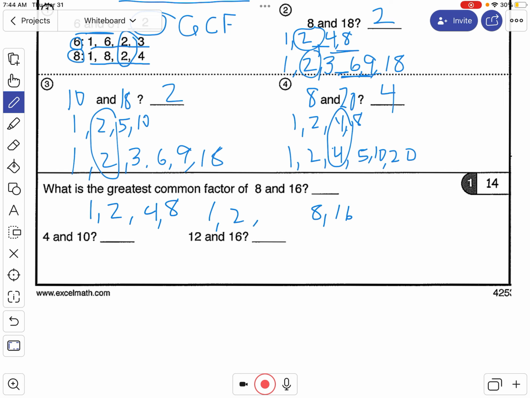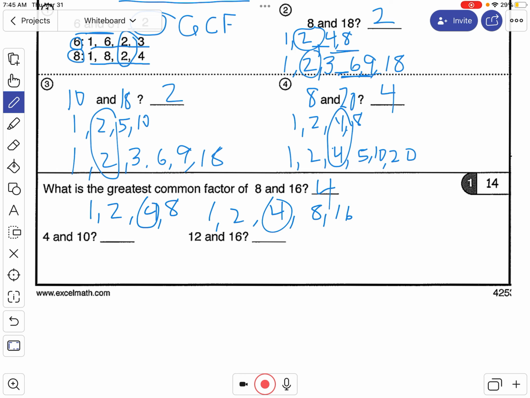And 3 doesn't go into 16, 4 does. 4 times 4. You don't list the number 4 twice. It only gets written down once because 4 is a factor of 16, not 4 and 4. That's the same number. What number is the biggest in both lists? 4 is the biggest. Oh, there's the bell.